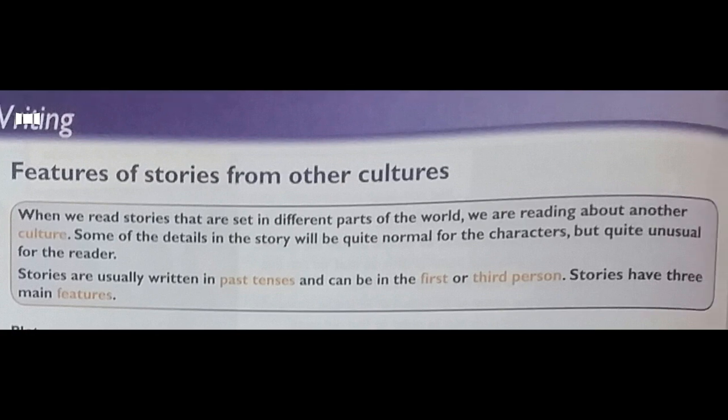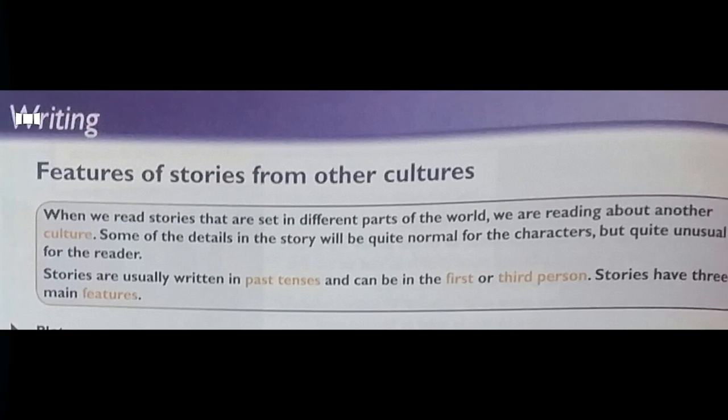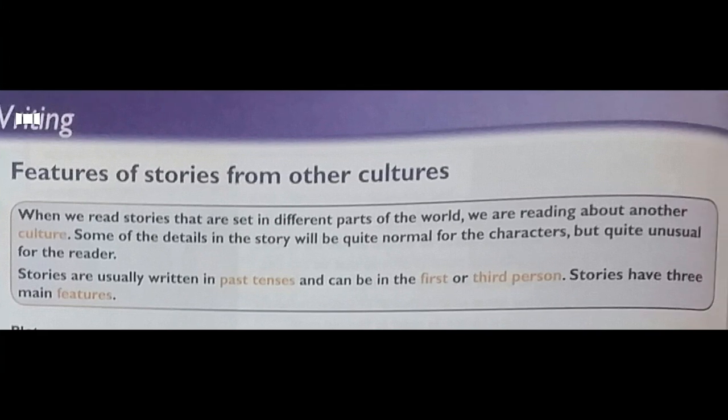Stories are usually written in the past tense and can be in the first or third person. Stories have three main features. When you want to write a story, you should use the past tense, and it can be in the first or third person. Also, we should use the first person pronoun or the third person pronoun. What is the first person pronoun? Pronouns like I, we, us, and third person pronouns like he, she, it, they, him, her, his, hers.